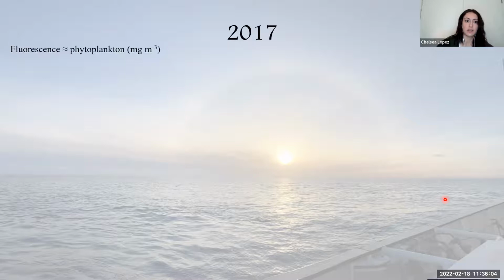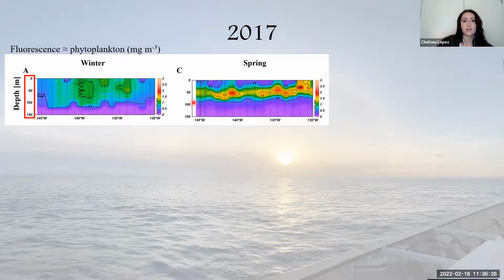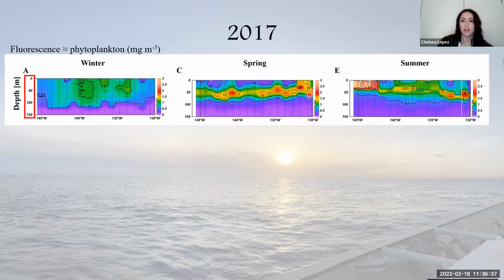So 2017, I'm looking at fluorescence data. And so that's sensor data, but you can assume it's correlated with phytoplankton concentrations. So here's wintertime, 2017. I'm looking at the upper 150 meters. And there's some modest concentrations going on there. And then springtime, you can see the concentrations increase. There's a development of the deep chlorophyll maximum going on here, which is consistent with what a spring bloom would look like. And then in summertime, you can see there's a lot more chlorophyll here. There's some sort of bloom going on.